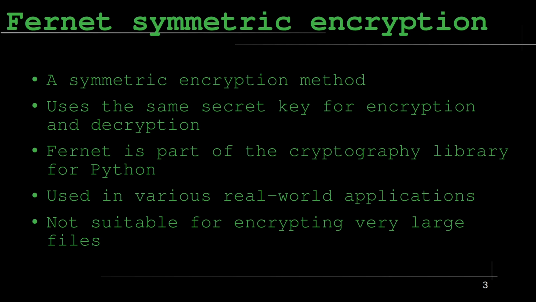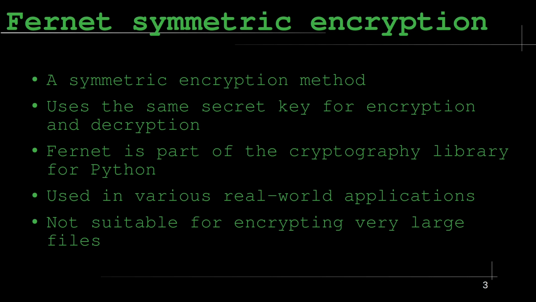Under the hood, Fernet uses AES in CBC mode with a 128-bit key for encryption and HMAC using SHA-256 for authentication. For each encryption, a random initialization vector is generated, so the ciphertext changes every time. This is for security reasons and cannot be changed.